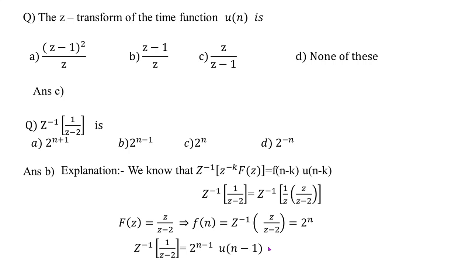But if you find that in the options such choices are not given, neither is the option 'none of this' given, then you have to select the correct option out of these 4 choices given. So if you discard for the time being this unit step function, what we find here is u of n z 2 raised to power n minus 1. So that is option number B. So that's why out of the given options we will take option number B as the correct option.